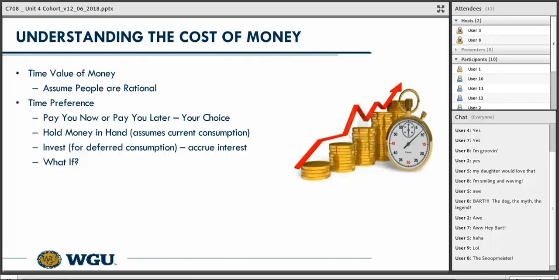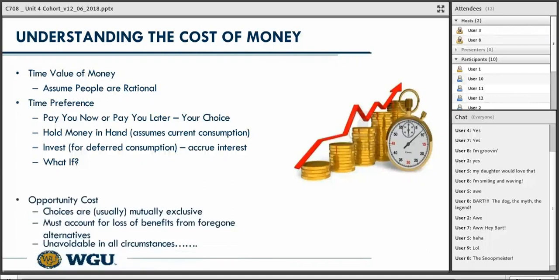So you're putting away money for your first house. That's deferred consumption. You'll use it later. You're just deferring that. And typically deferred consumption is assumed to be greater. You're saving for a greater good.